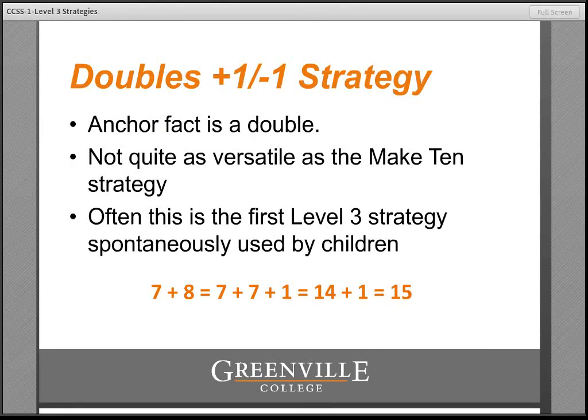I mentioned earlier that children typically use two kinds of anchor facts when they are converting to an easier problem. They either use a sum of 10 or else they use a doubles fact. If you remember the color-coded chart that I showed earlier in this presentation, you will notice that sums of 10 are actually more versatile than the doubles facts. You can use them to generate arithmetic strategies for a broader array of number combinations.